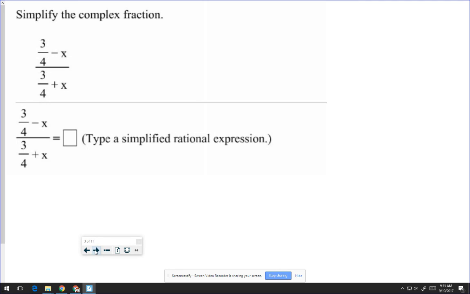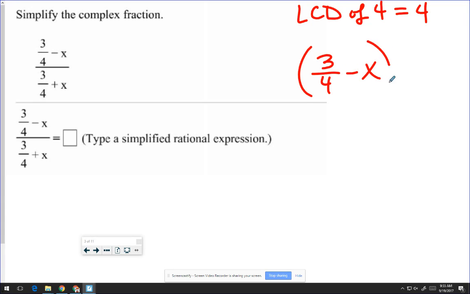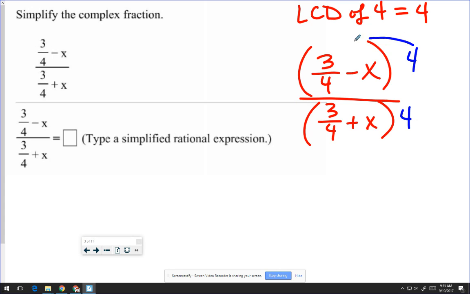All right, on this one, real simple. I only have one denominator, so the LCD is 4. Well, the LCD of 4 would just be 4. So I'm going to take the big fraction and multiply by 4, the LCD, on top and on bottom. So this 4 is going here and here.